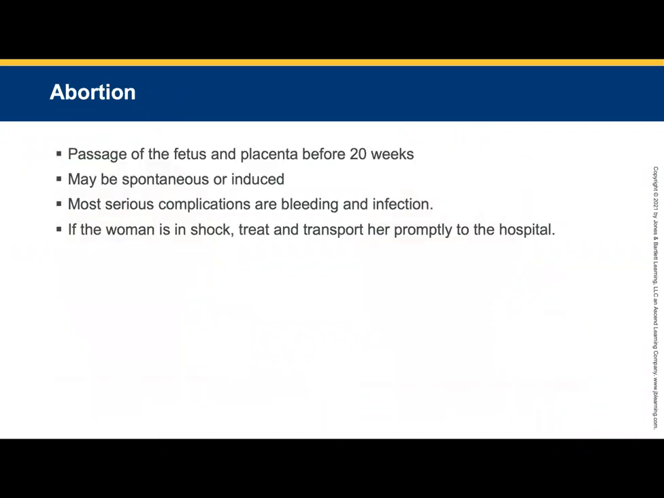Spontaneous abortion is the loss of the pregnancy prior to 20 weeks of gestation, without any special or surgical procedures to intervene. The term is often used interchangeably with miscarriage, and induced abortion is the deliberate termination of a pregnancy prior to the time frame of viability. The most serious complications are bleeding and infections. If the woman is in severe shock, treat and transport promptly to the hospital.